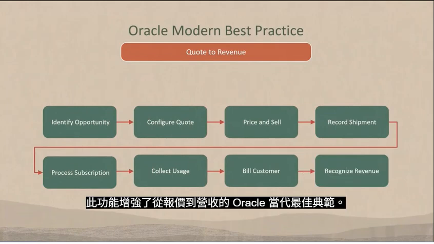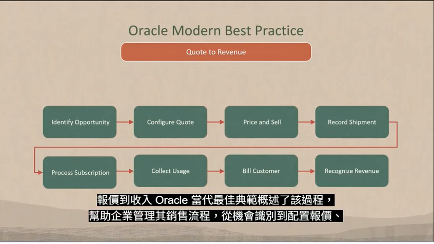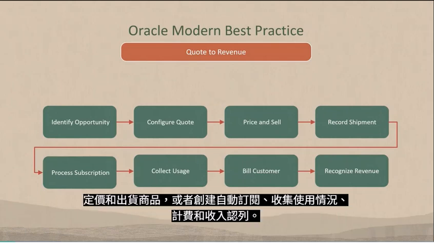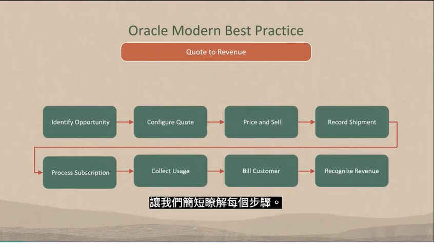This feature enhances Code to Revenue Oracle Modern Best Practice. Code to Revenue Oracle Modern Best Practice outlines the process which helps enterprises manage their sales process right from opportunity identification to configuring quotes, pricing, and shipping the goods, or creating automatic subscriptions, collecting usage, billing, and revenue recognition. Let us get a brief overview of each step.